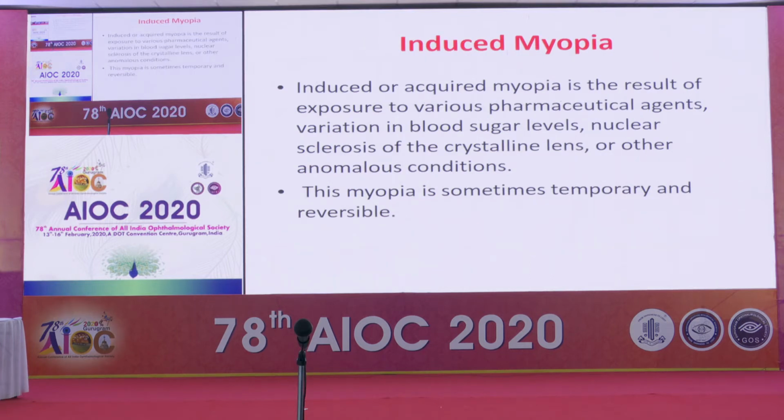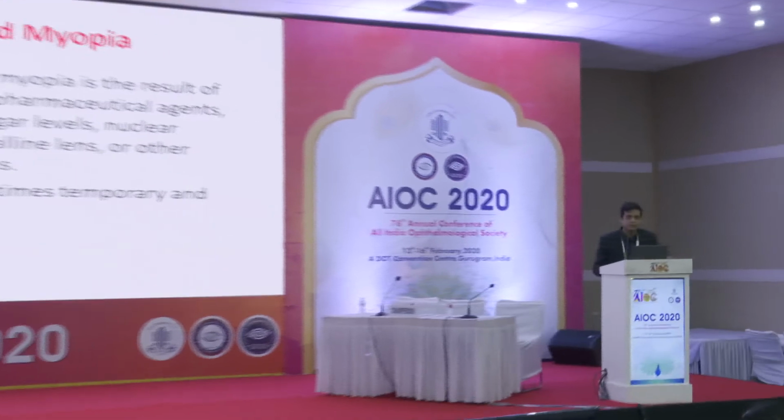Induced or acquired myopia is the result of exposure to various pharmaceutical agents, variation in blood sugar level, or nuclear sclerosis of the crystalline lens, which gives rise to index myopia, or other anomalous conditions. Some are reversible. For example, if it is because of glycemic changes, it is reversible. Once the glycemia level comes down, the myopia returns to the normal level, and some are not reversible, which need surgical corrections.